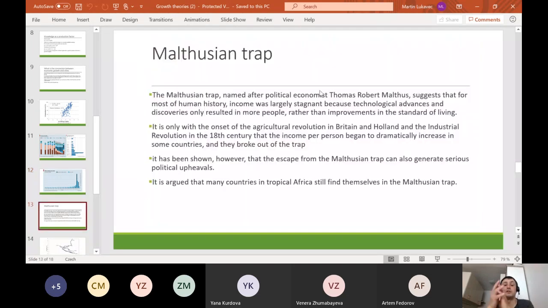And now to the really important concept, which is called the Malthusian trap. I don't know if you're familiar with the concept. It's named after the British political economist Thomas Robert Malthus, who suggested that for most of human history, incomes were largely stagnant because every time there was a major discovery, for example, you find out how to grow more stuff, it was connected to how much crop you could plant and harvest at the end. The majority of innovations before the industrial revolution were like that.